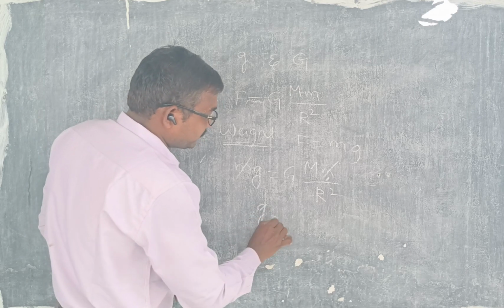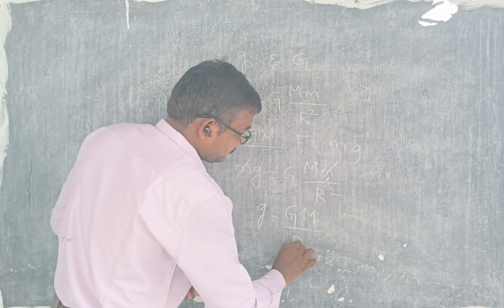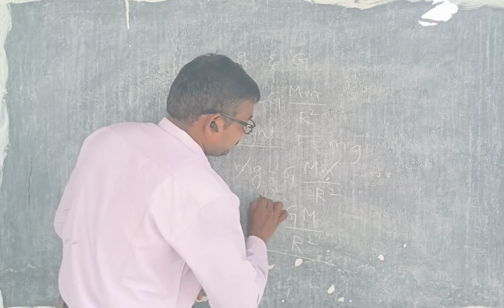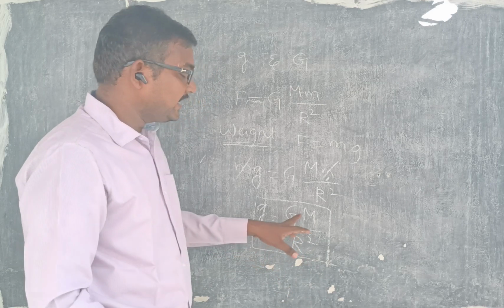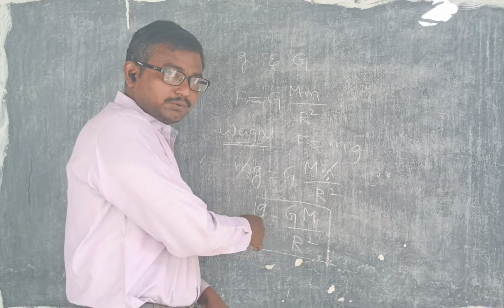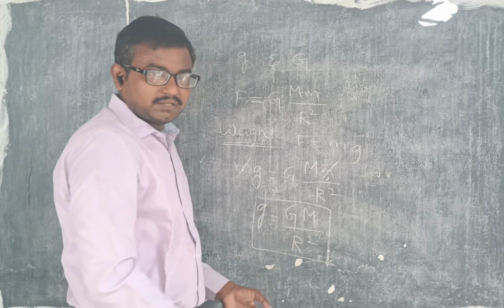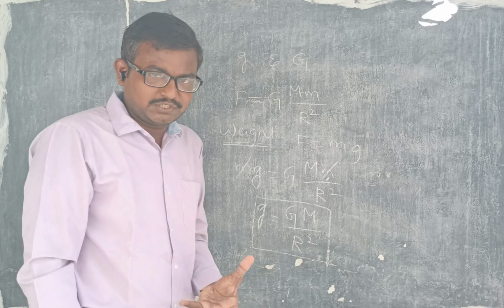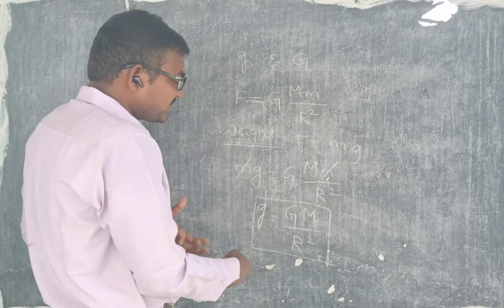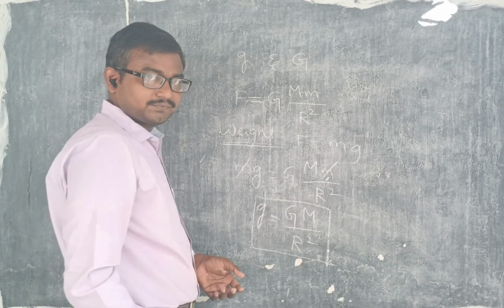So this is the relation between small g and capital G: small g equal to capital G, capital M by r square. So what is small g? Small g means acceleration due to gravity. The acceleration generated due to the gravitational force is small g.